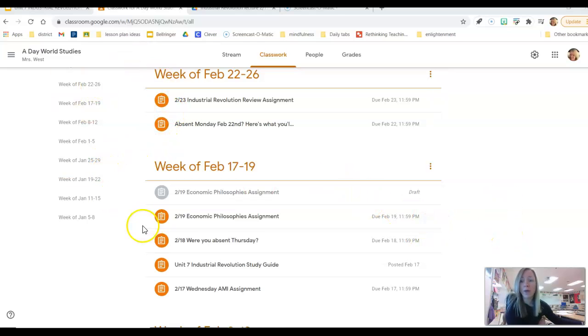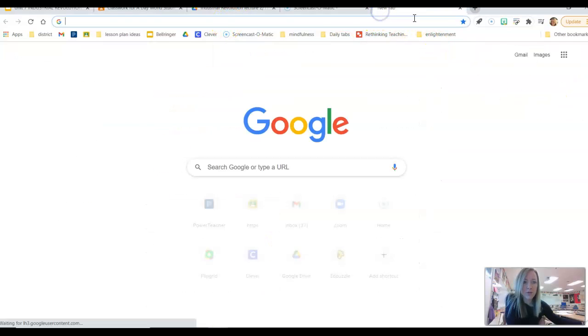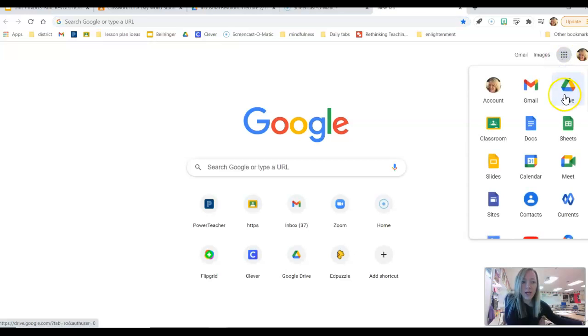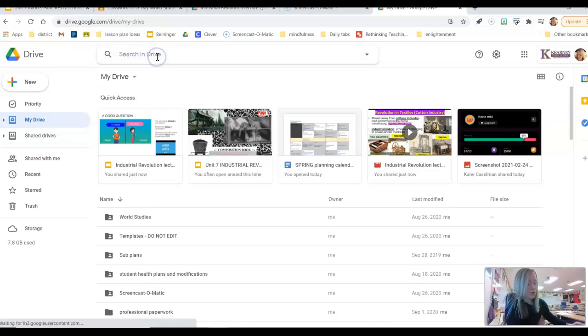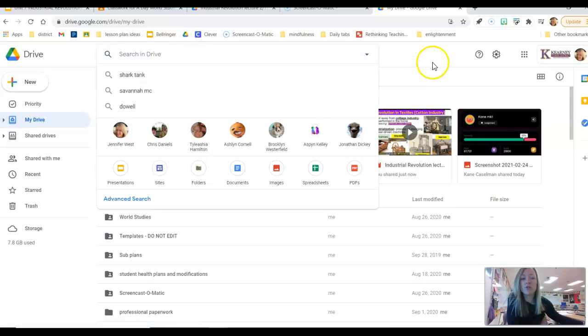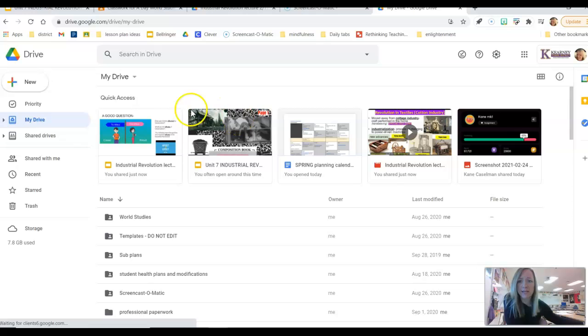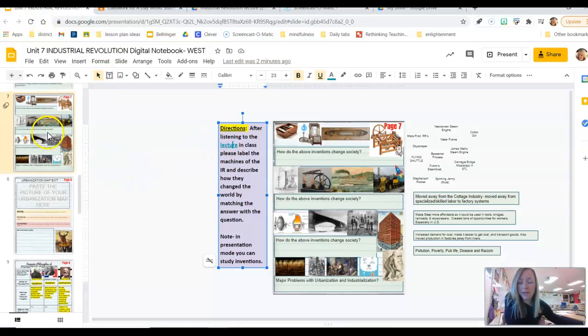You need to start with your Unit 7 Industrial Revolution Interactive Notebook. For my A-Day folks, remember that there was a little glitch, so you will need to go to a new tab. Go to your Google Drive. When Google Drive pops up, please type in Unit 7 Industrial Revolution, and it will pop up. It looks like this. Go ahead and open that up, and here's what we need to do.